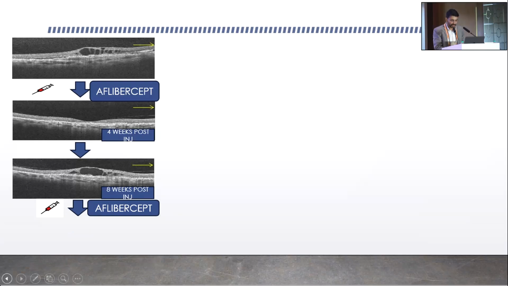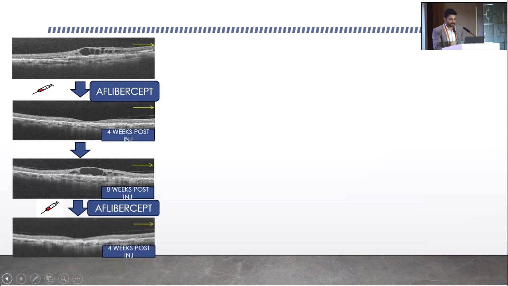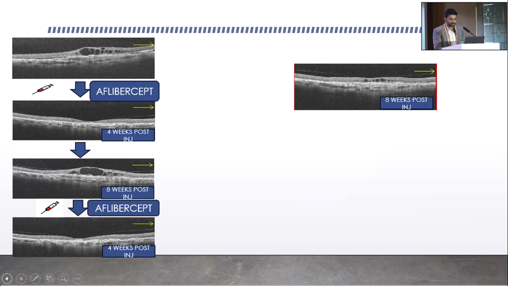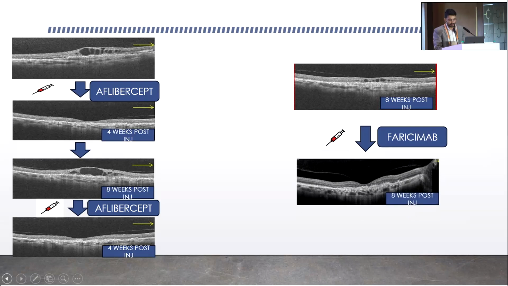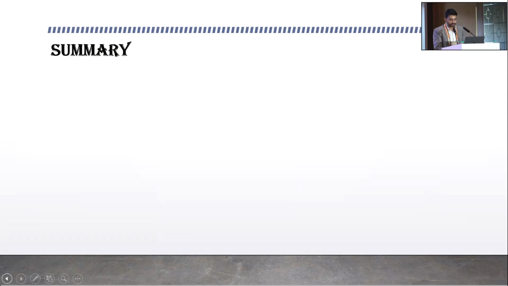So we again injected with aflibercept, and the pattern followed. 4 weeks post injection, there was complete drying, but recurrence at 8 weeks. So at this point, faricimab was injected, and as we can see, the patient has maintained the dry state at 8 weeks, and is still on follow-up.